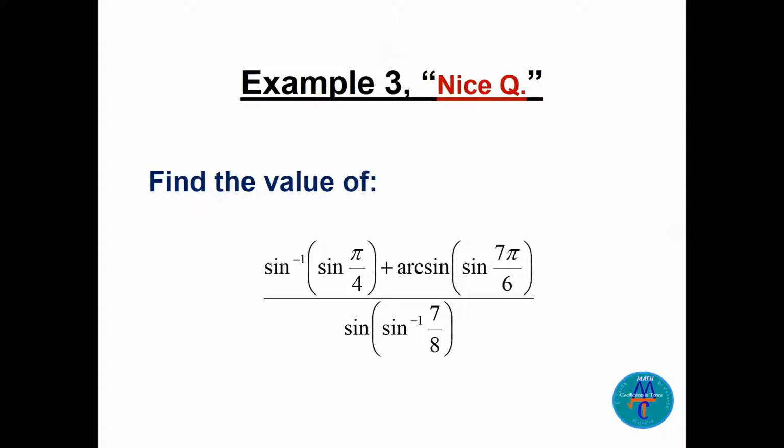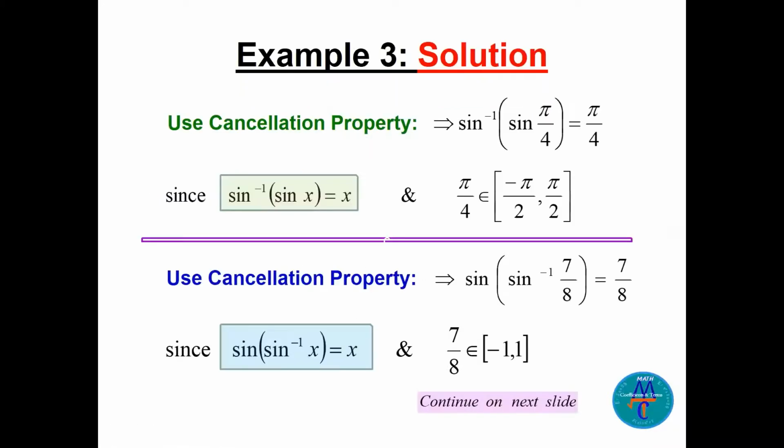Now, this is a really nice question. Let's find the value of sine inverse sine pi over 4 plus arc sine 7 pi over 6, divided by sine inverse 7 over 8. Let's see. We have to take each one separate as usual, and then we add and divide. Let's see the first one.